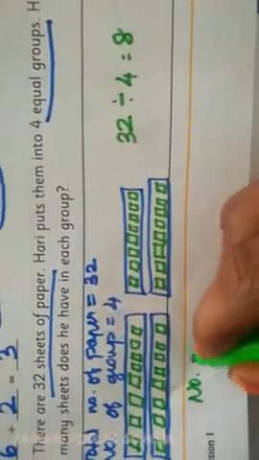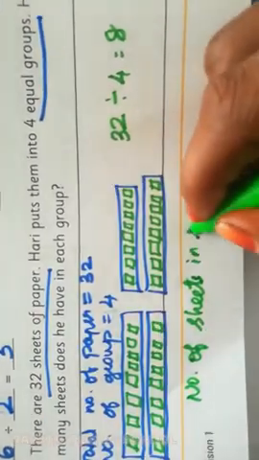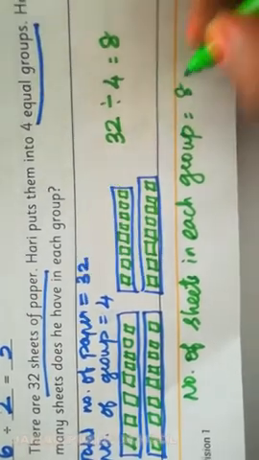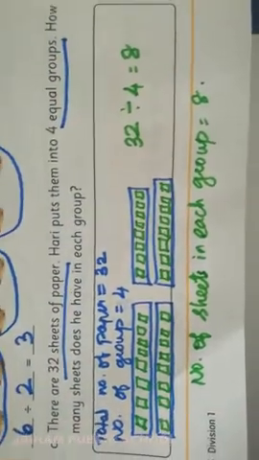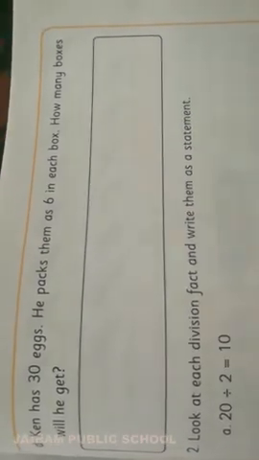The answer will be number of sheets in each group equal to 8. Like that, you have to find the answer, children. Next, studio book, page number 127, children.